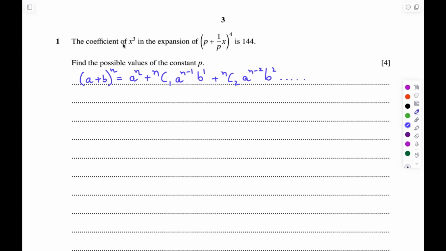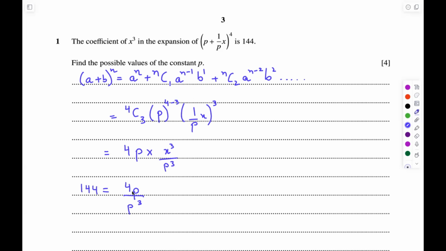Now, as we need x cube and x is with b over here, we'll have to use b to the power 3. So using 4C3, in place of a we have p, so that will be p to the power 4 minus 3, and b, which is 1 upon px, will be to the power 3. So 4C3, when we apply it to the calculator, will become 4. This will become p into x cube upon p cube.